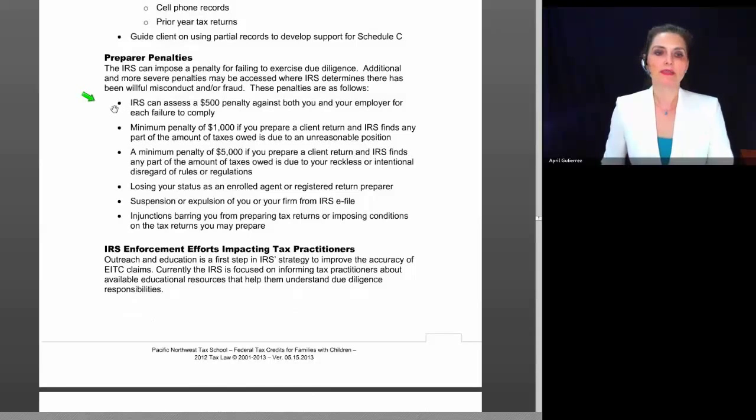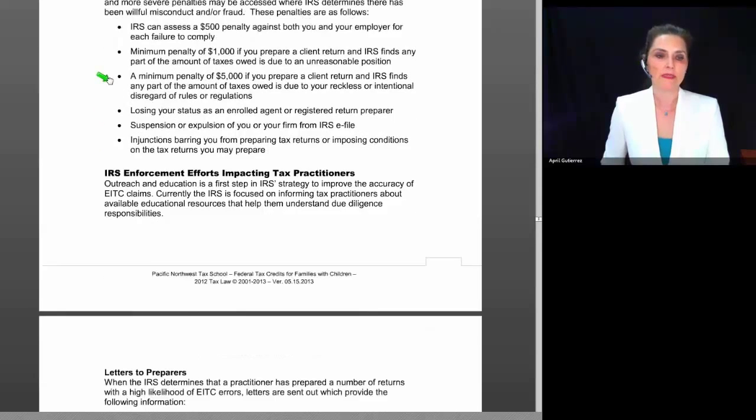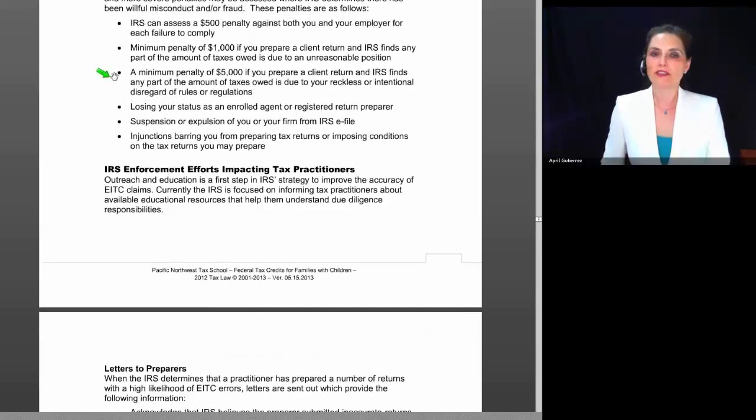The IRS can assess a penalty of $500 against both you and your employer for each failure to comply with the due diligence requirements. A minimum penalty can apply if you prepare a client return and the IRS finds that any part of the amount of tax owed is due to an unreasonable position. A minimum penalty of $5,000 can apply if you prepare a client return and the IRS finds that any part of the amount of taxes owed is due to your reckless or intentional disregard of the rules or regulations.